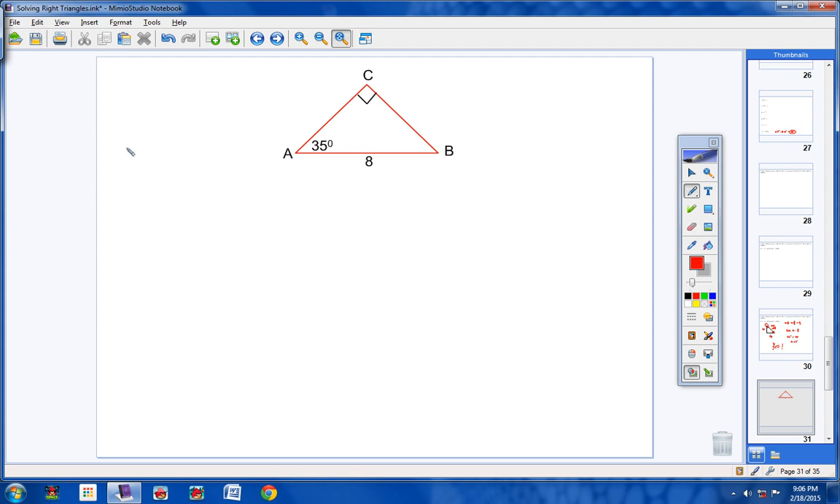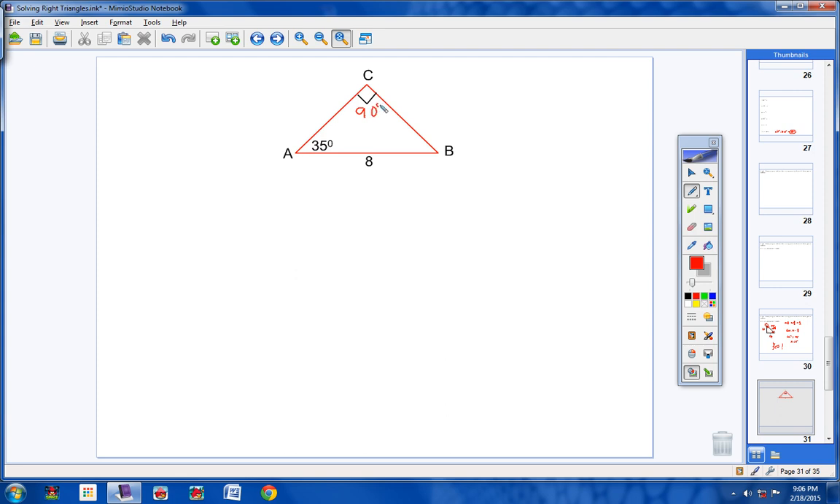Okay, students, now listen carefully. Like I said in the last problem, if you know the lengths of two sides, find the third side first. Do it quickly using Pythagorean Theorem. But in this case, we know the measurement of two angles, not two sides. We know one angle is 90, and we know the other angle is 35 degrees.